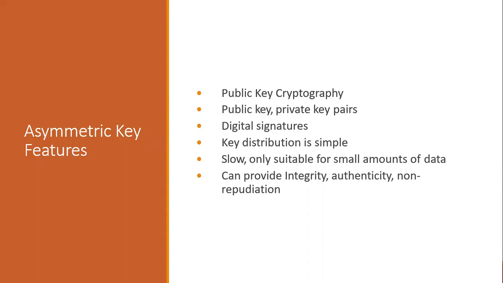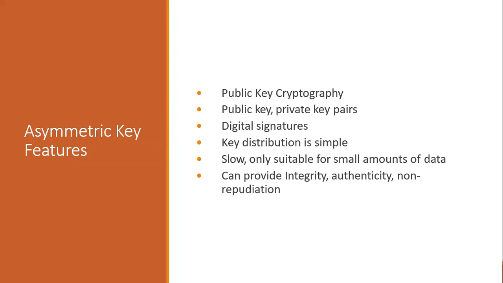Asymmetric encryption is referred to as public key cryptography. One of the key features is that the asymmetric key encryption method uses a public key and a private key. That is, it encrypts using a key pair. Using digital signatures, key distribution is pretty simple because once the public key is distributed, all the owner needs to do is to ensure that they retain their private key securely.